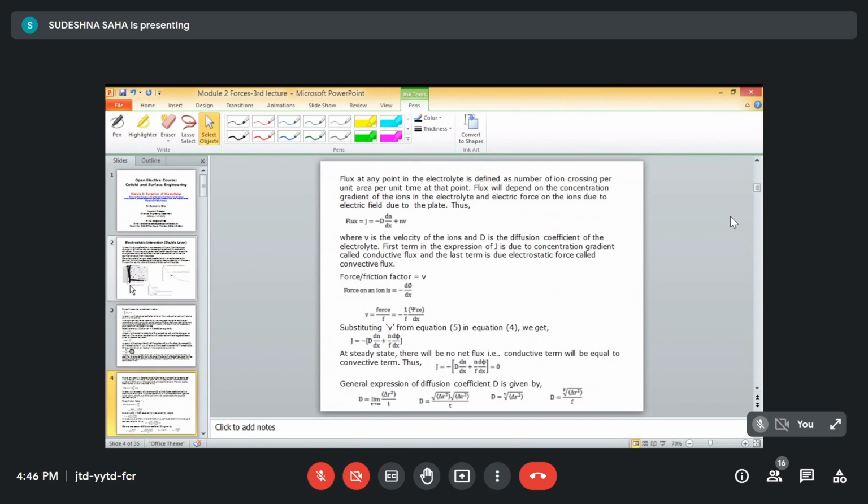Now at steady state there will be no net flux, that is, the convective term will be equal to the conductive term, and that's why we can write J equals to 0.